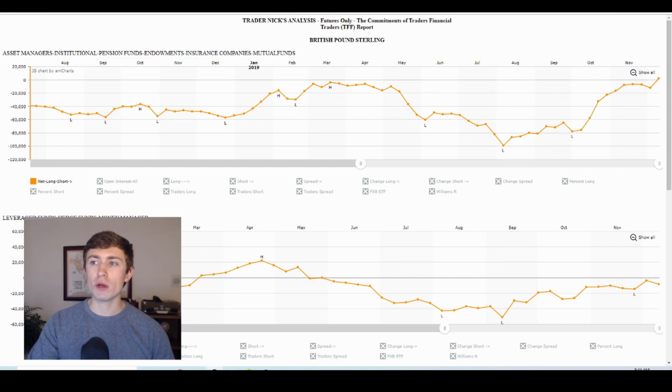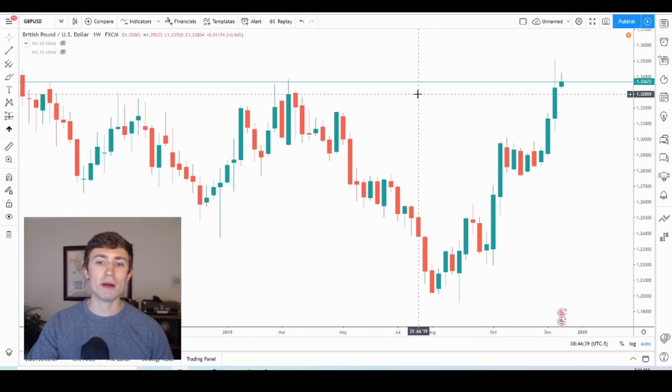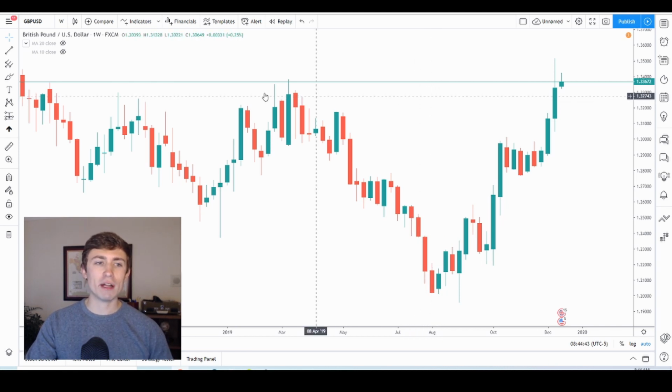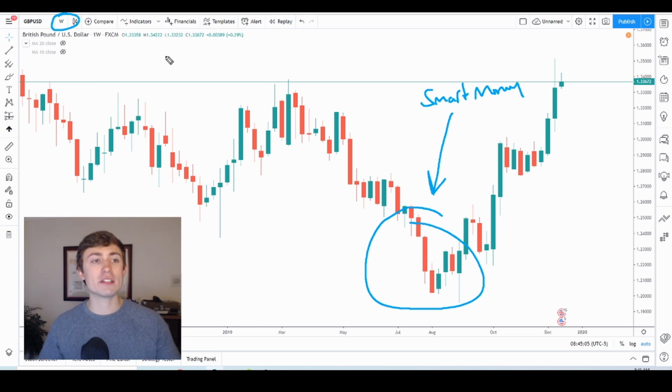So if we quickly pull up the pound dollar in reference to what we're talking about, you can see late July, early August, right around this area, this is where institutional money was getting involved. During that time, July and August, money from the institutional or smart money was buying into this GBP pair. Now I'm taking a look at the weekly chart, and you might be like, well, Nick, I don't trade the weekly chart. That's way too slow.